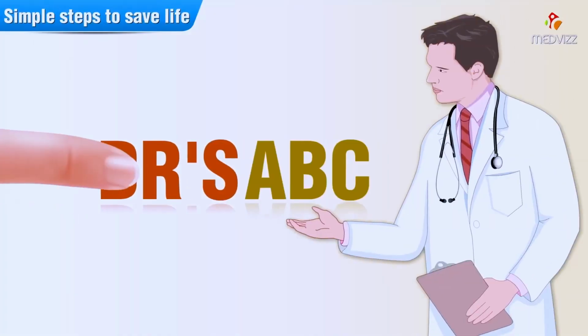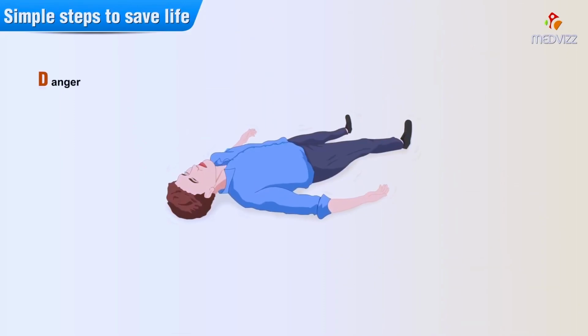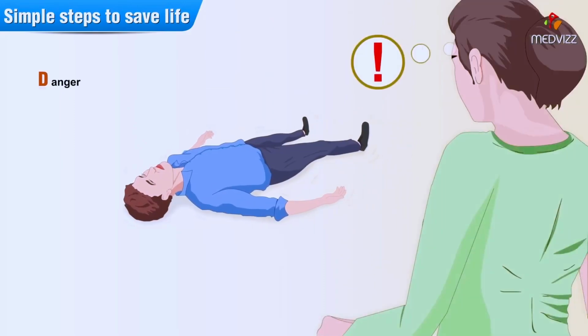CPR is basically cardiopulmonary resuscitation, and you perform CPR when a person has collapsed or when a person isn't breathing. To perform CPR, it's quite easy. All you need to do is follow some steps, and there's a mnemonic to help you remember what to do, which is doctor's ABC. D stands for danger. Make sure you or the person involved is not in any kind of danger.